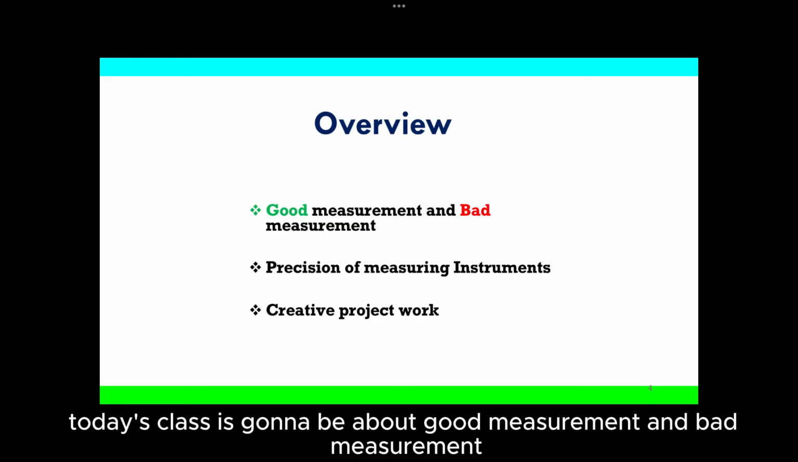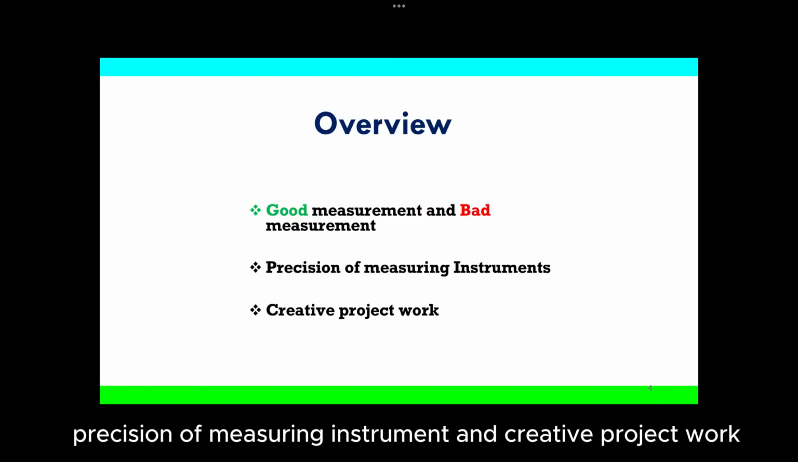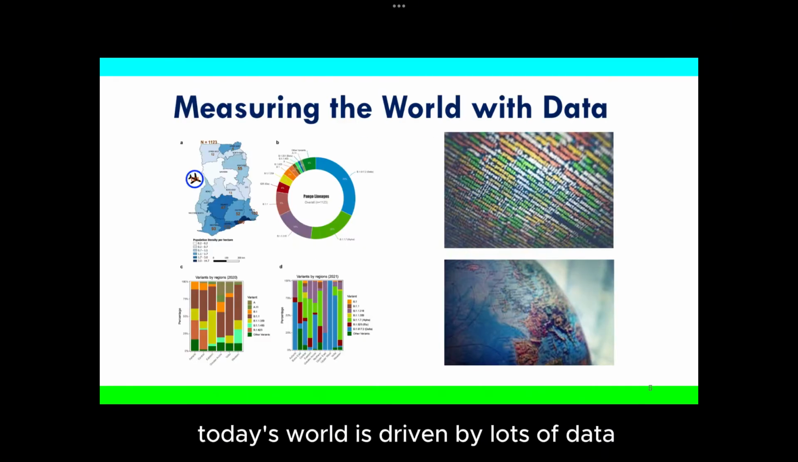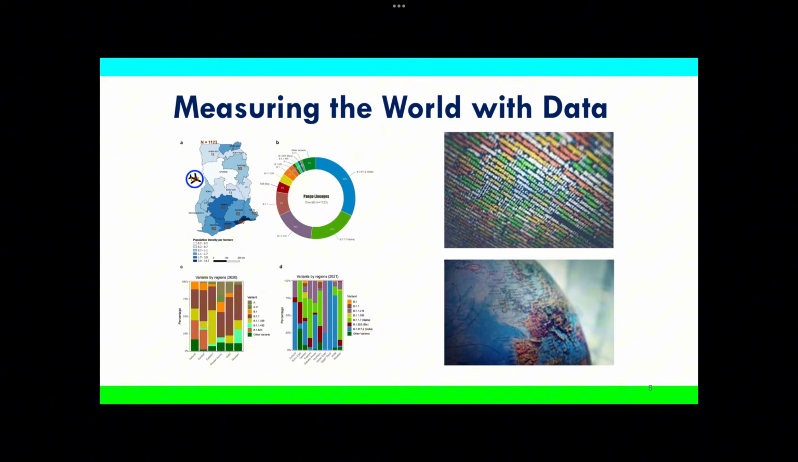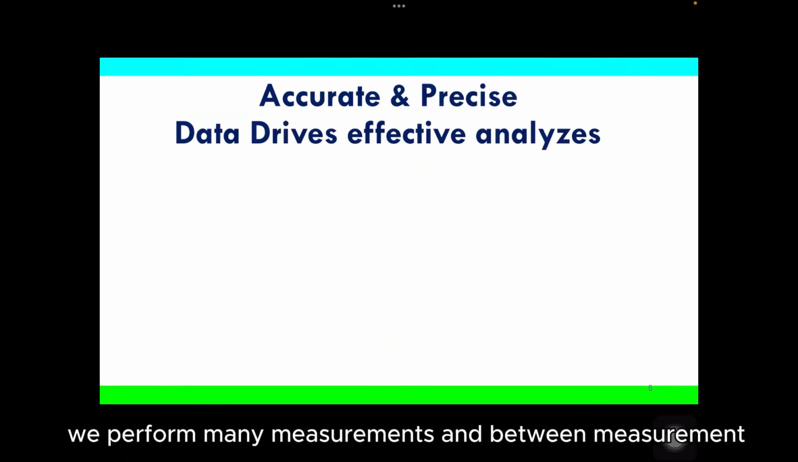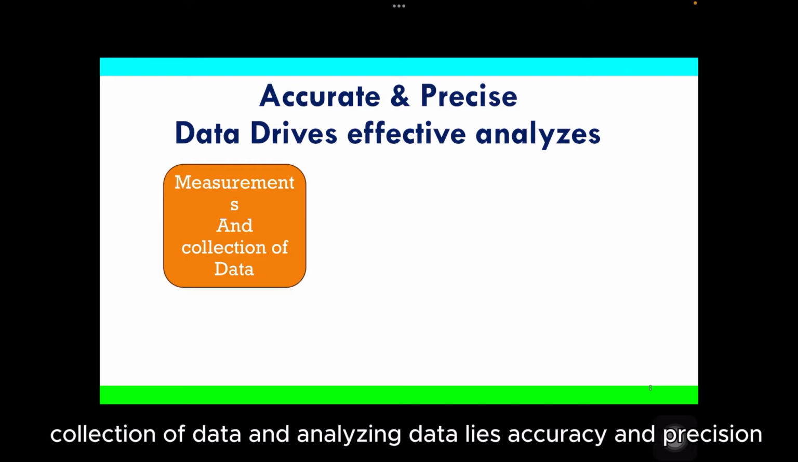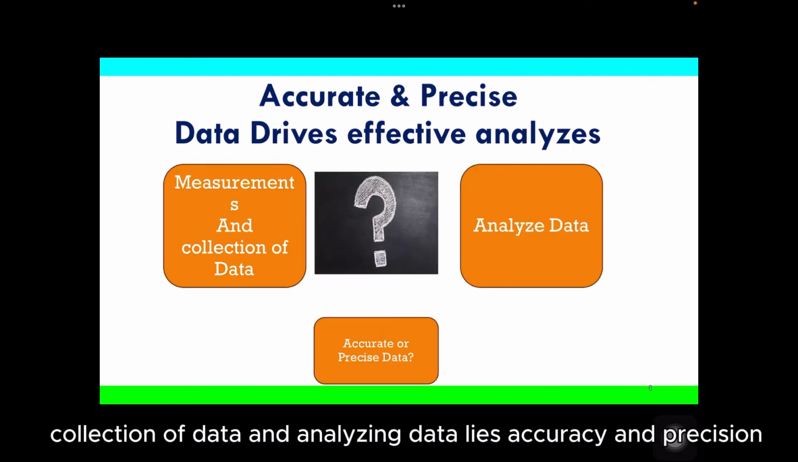Today's class is going to be about good measurement and bad measurement, precision of measuring instruments, and creative project work. Today's world is driven by lots of data. So it is in science as well. We perform many measurements, and between measurement, collection of data, and analyzing data lies accuracy and precision.